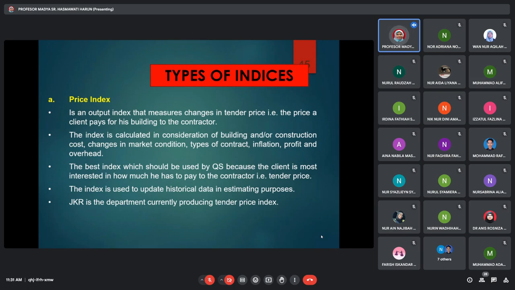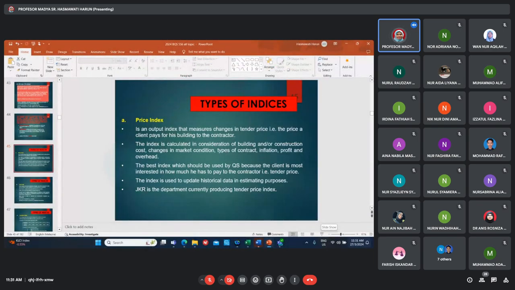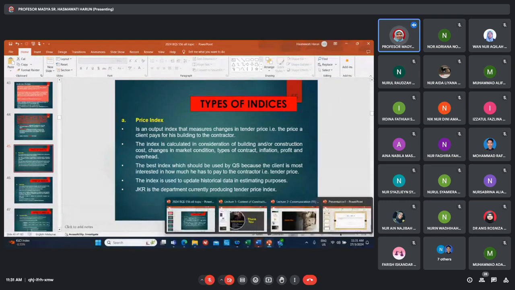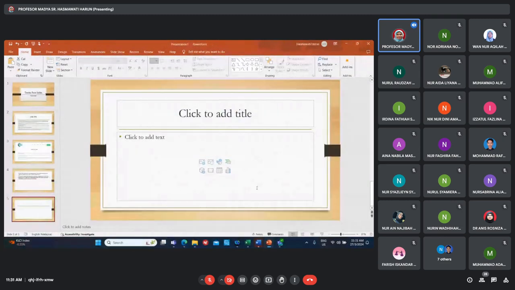The index is used to update historical cost data for estimating purposes, and JKR is currently producing a tender price index. Bukan JKR saja, NY3C pun ada, ACADAS pun ada. Okay, cuba saya elaborate sikit nota yang ada dalam you punya ini.